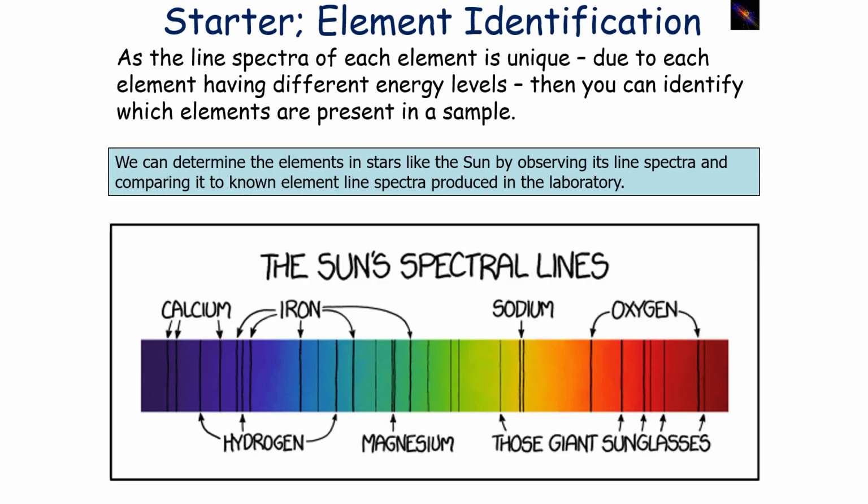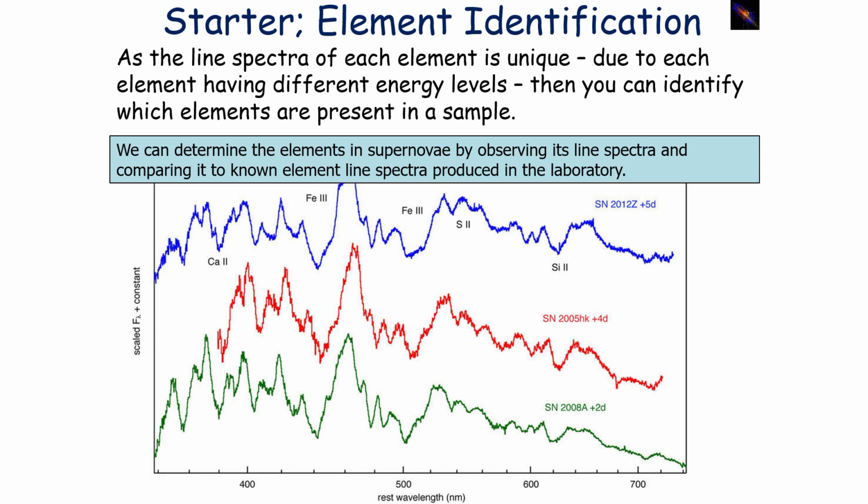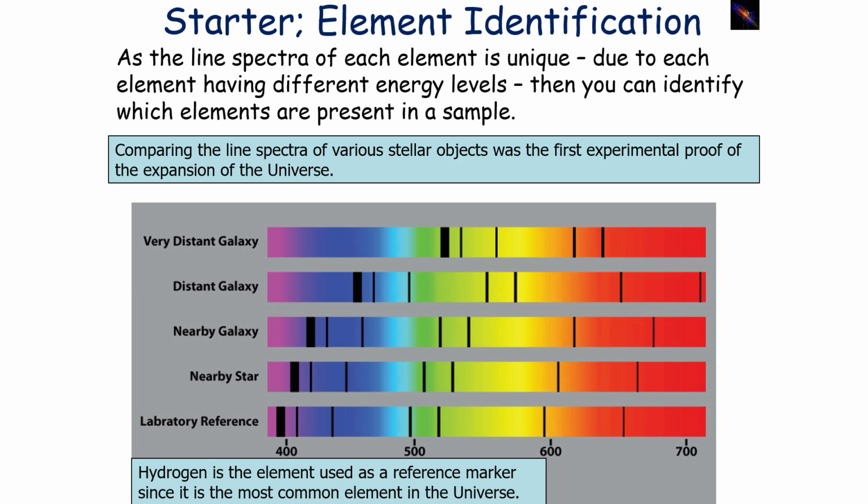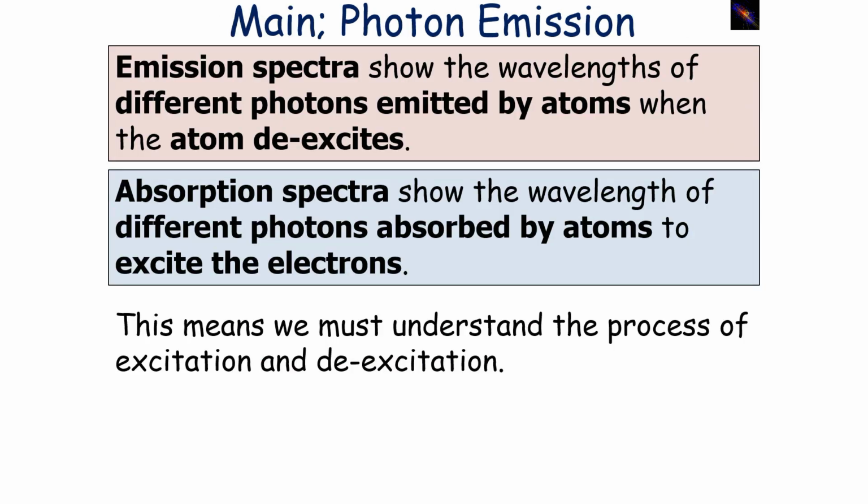That's how we determine what was inside objects like stars, like the sun. We can determine what is in supernovae, and we can determine if an object is redshifting or not by looking at their line spectra. So emission spectra show the wavelengths of different photons emitted by atoms when they de-excite. The absorption spectra show the wavelengths of different photons absorbed by atoms to excite the electrons.